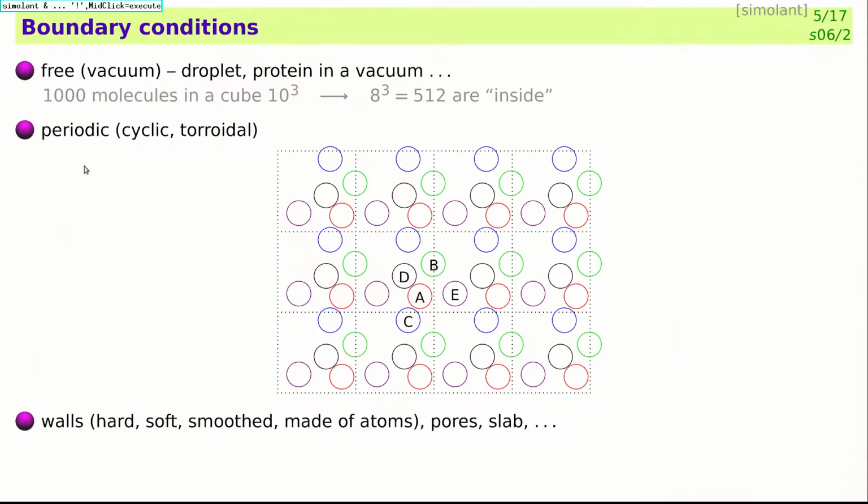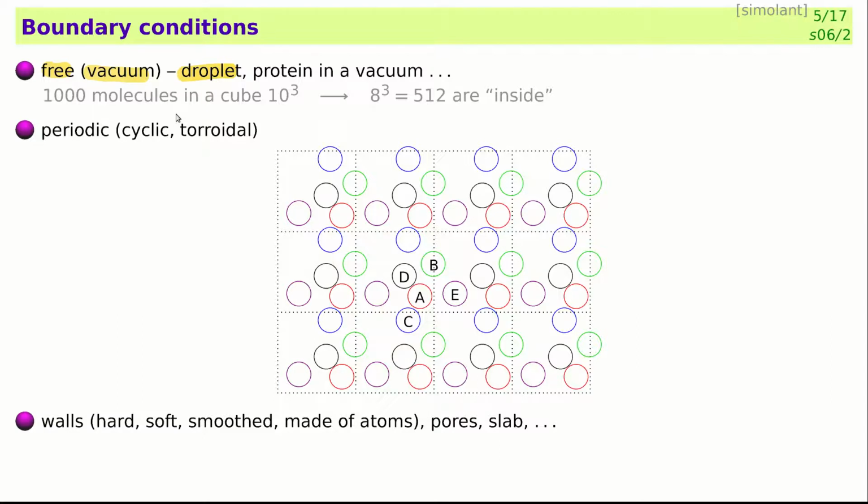Our simulated systems are quite small in comparison with the Avogadro number, for example, so it's necessary to be careful about the boundary conditions. The simplest case, the Cartesian space, just a normal 3-dimensional space, is called vacuum or free boundary conditions, and it's good enough for simulating a droplet or protein in a vacuum and so on, but proteins usually don't live in a vacuum, you know.